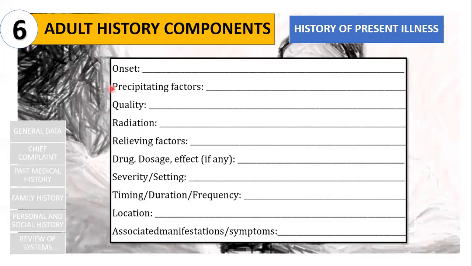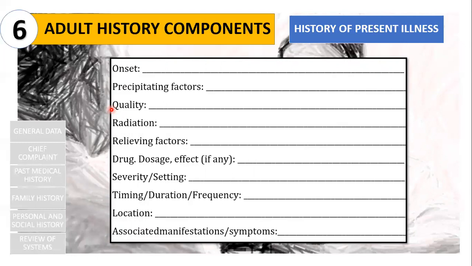P is for precipitating factors. These are the possible triggers of the patient's condition. P could also mean position, and that is where we locate the areas affected in the patient. Q is for quality. We ask the patient to describe what they are feeling. What is it like? For example, for headache, is it throbbing, pulsating, or tension-like? This will help in determining the possible differential diagnosis of the patient's headache.